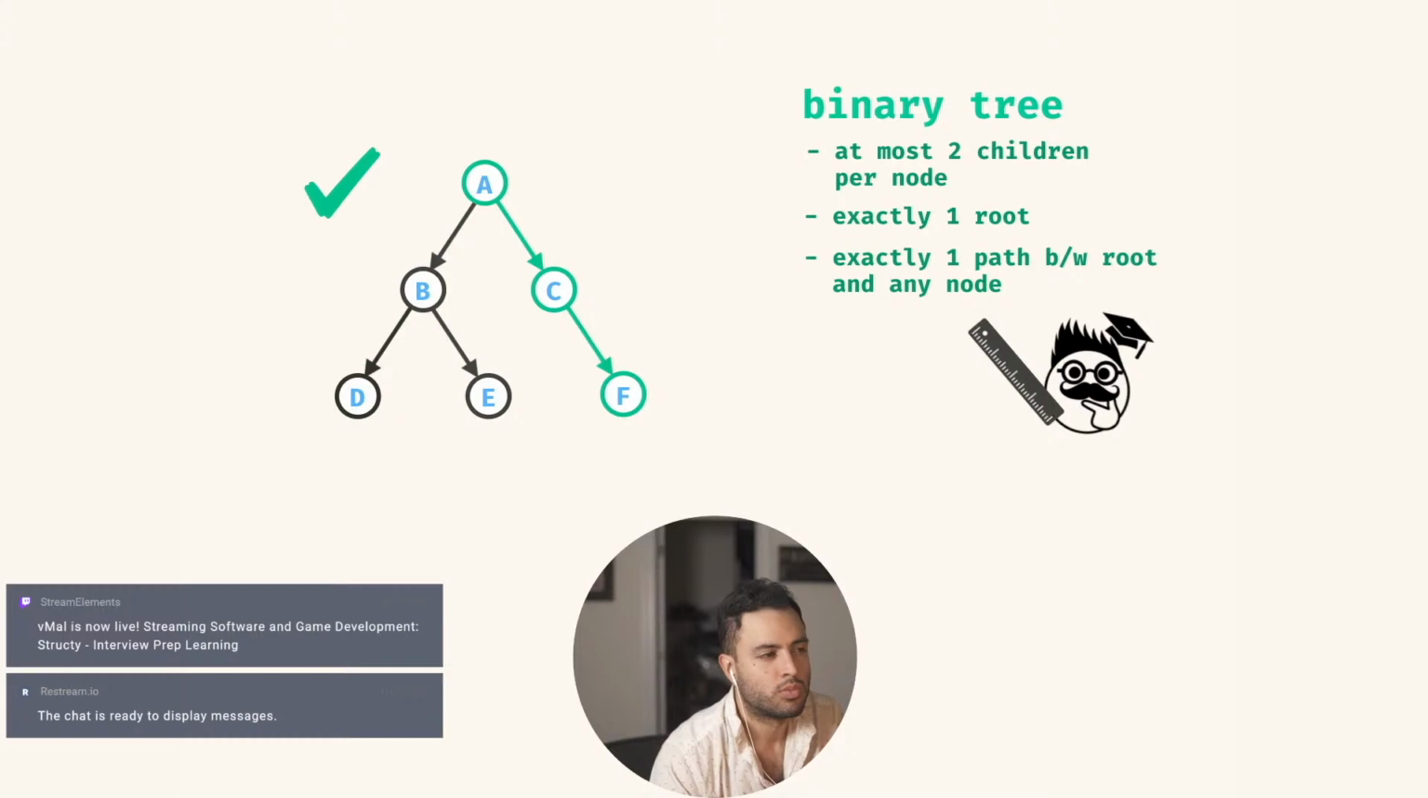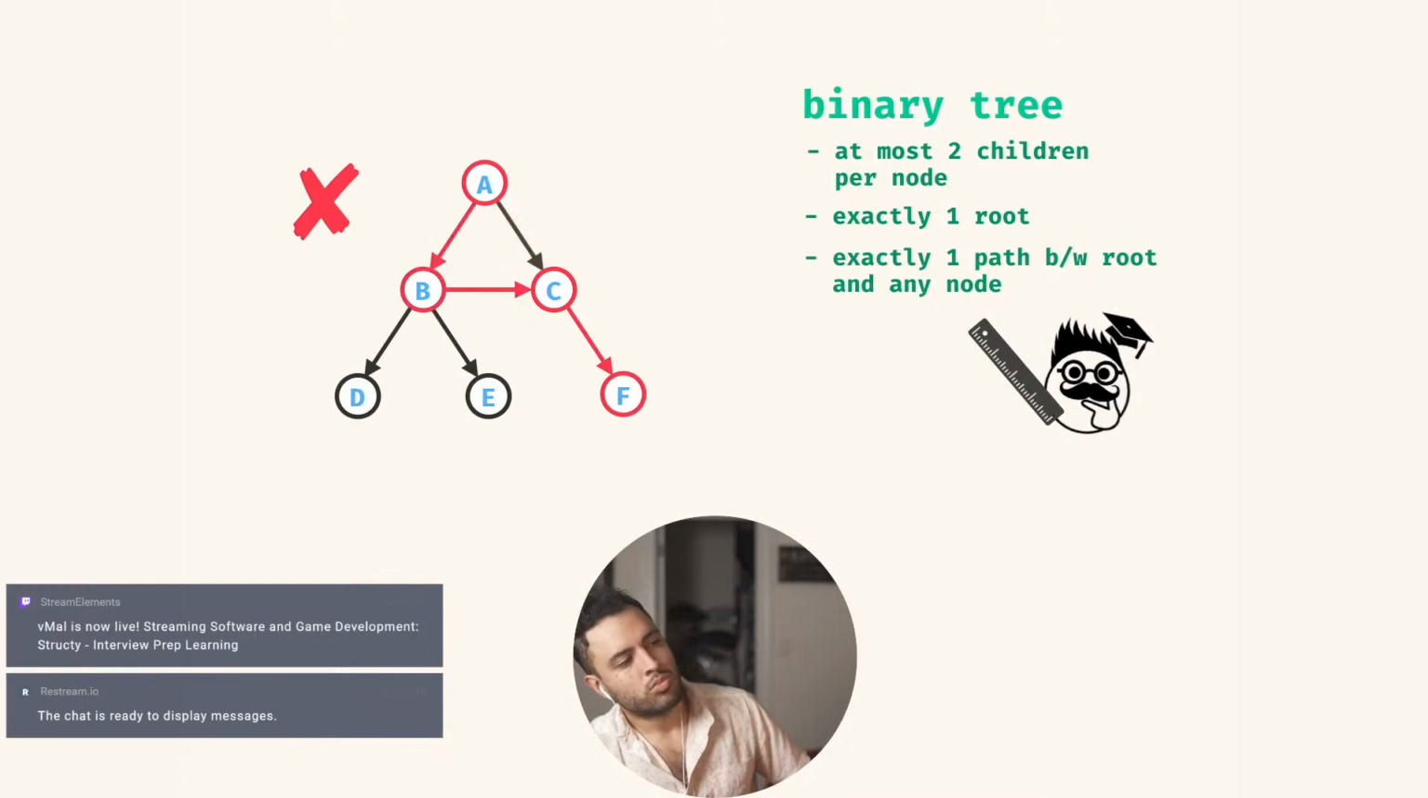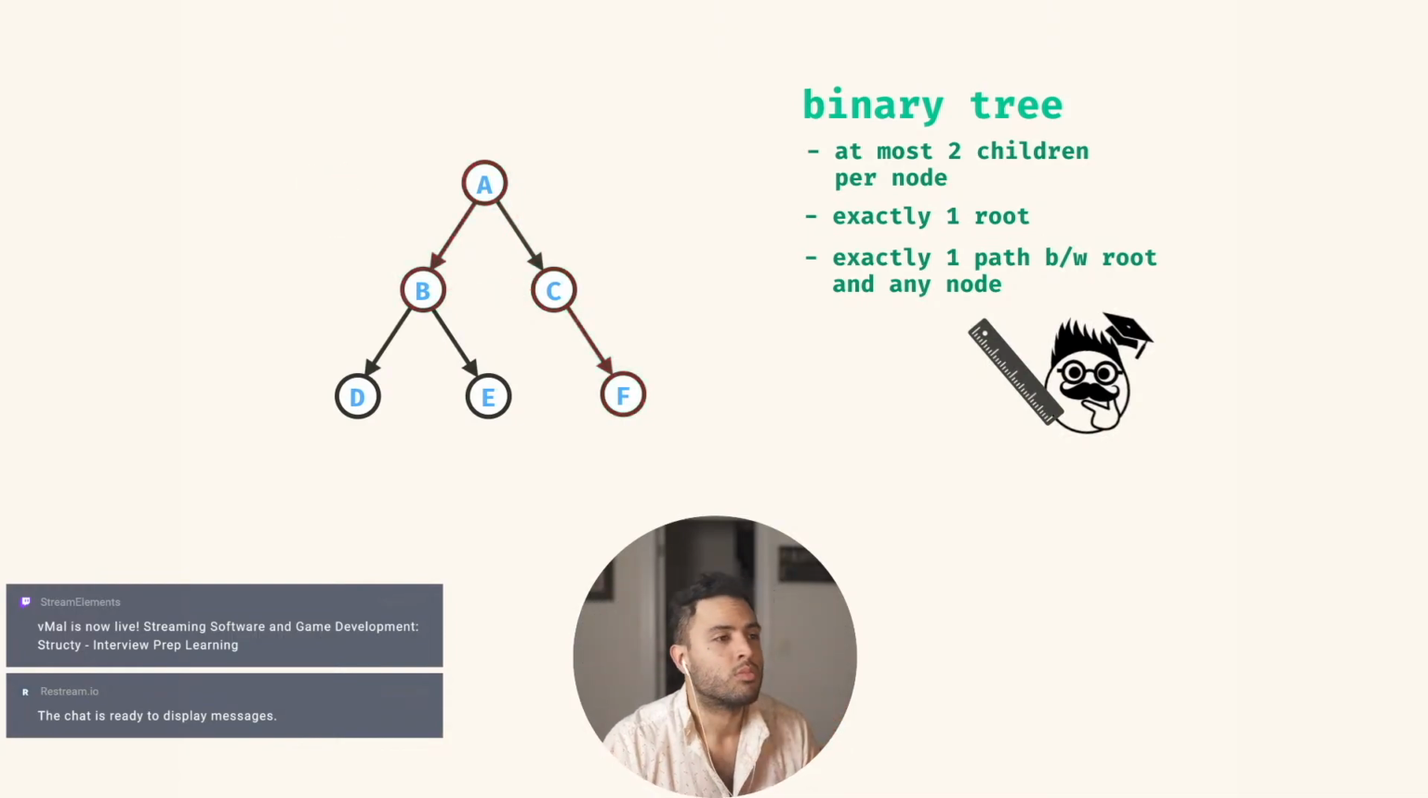If I added some additional connections or edges within my tree, I can get a scenario like this. This would no longer be a binary tree. For one, we can see that B has 3 children, but also does not have a unique path between the root and any node. For example, if I chose the root of A and the node of F, one way to get there is by going ACF, but another way to get there would be ABCF, right? And so do watch out for all 3 criteria when you're considering a binary tree.